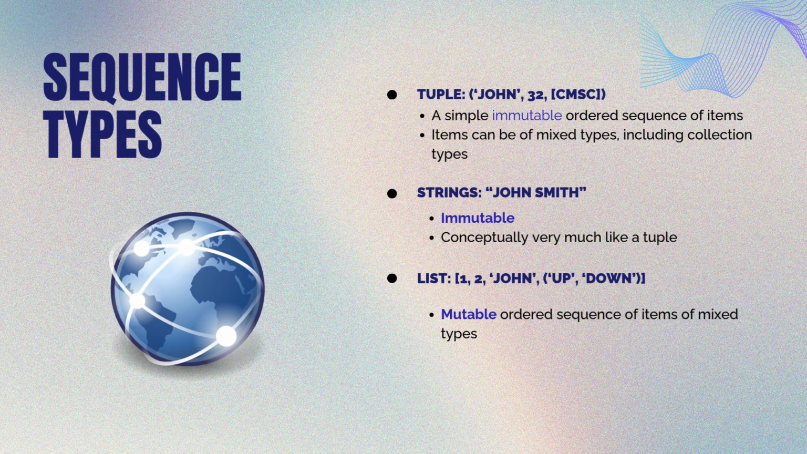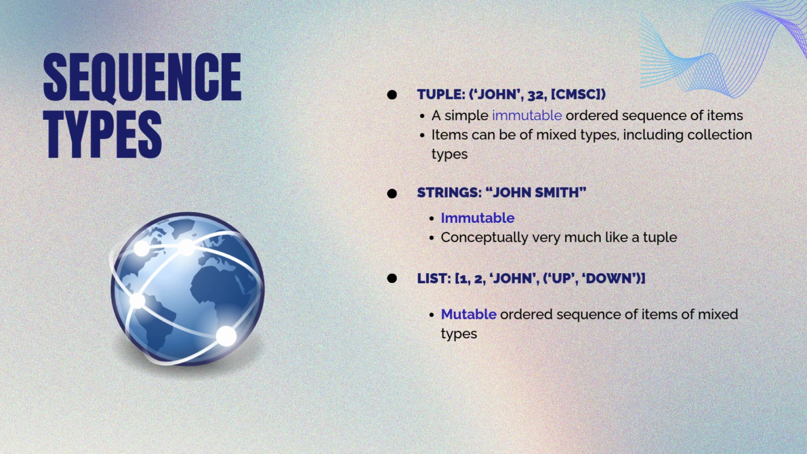First, let's understand what sequence types are. A sequence is simply an ordered collection of items. These items can be of mixed types, including other collections. Tuples, lists, and strings are the three primary sequence types in Python. While tuples are immutable and strings are also immutable, lists are mutable, allowing modifications after their creation.